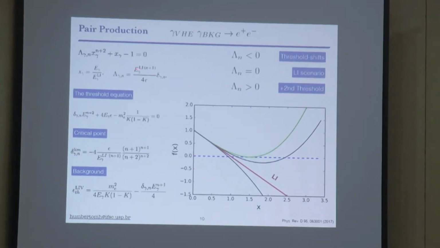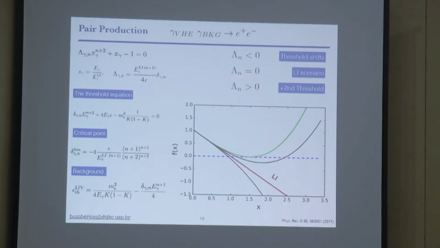When this lambda, the LIV parameter, is 0, you recover the LI scenario, and every time it crosses 0, you find a solution, so that means there is a threshold. Here, there is a threshold for power production in the LI scenario. If you shift lambda to negative values, you shift the threshold to lower energies, and you can see how the scenario differs from the LI.